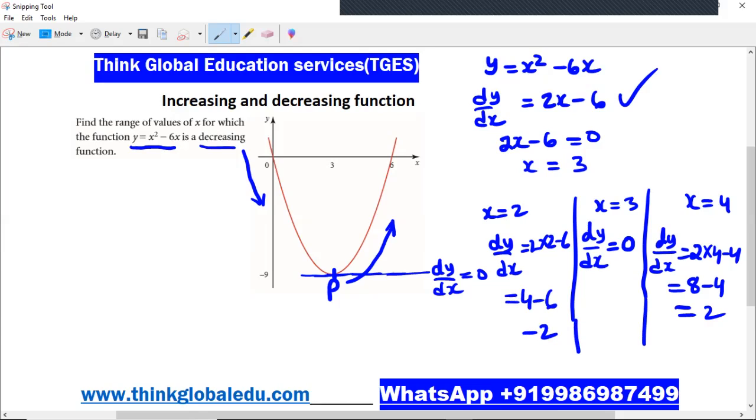Now we can make the decision from here. Since the value of dy by dx at x equals 4, on the right side of x equals 3, that is for x larger than 3, is positive, the function is increasing. y is increasing for x larger than 3. And since the value of dy by dx is negative, the function is decreasing for x less than 3. So this is the way to analyze whether the function is increasing or decreasing and for what values of x.